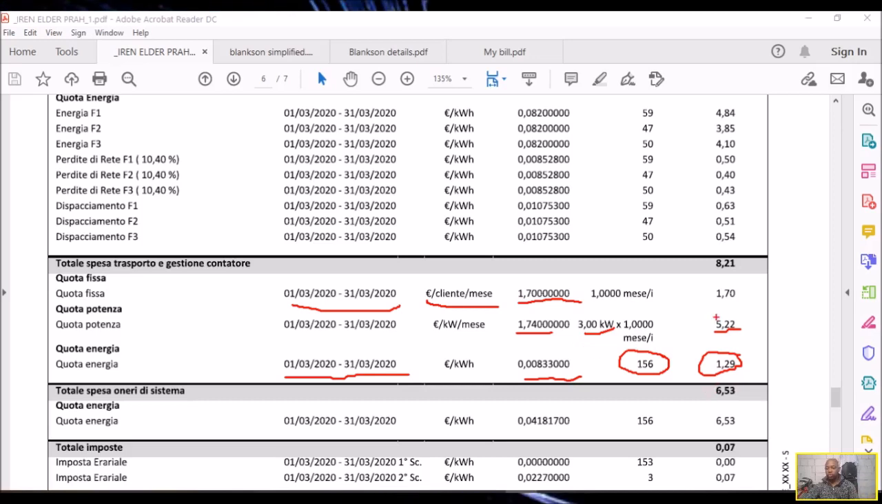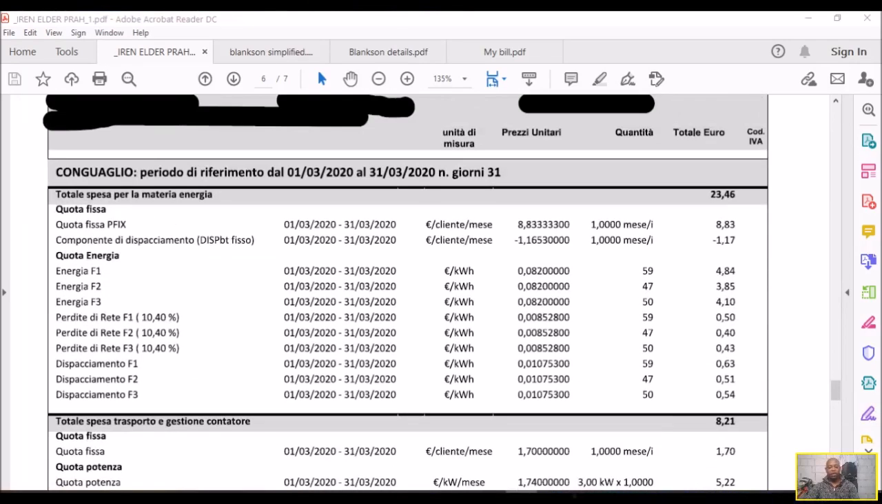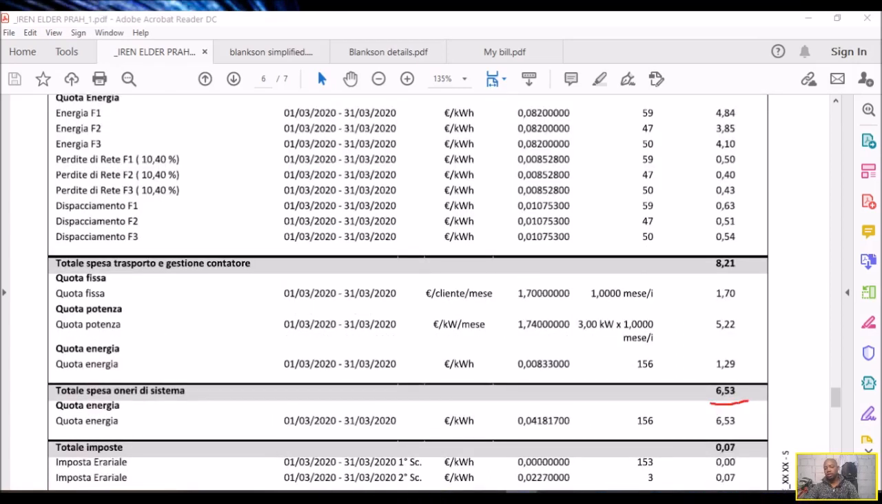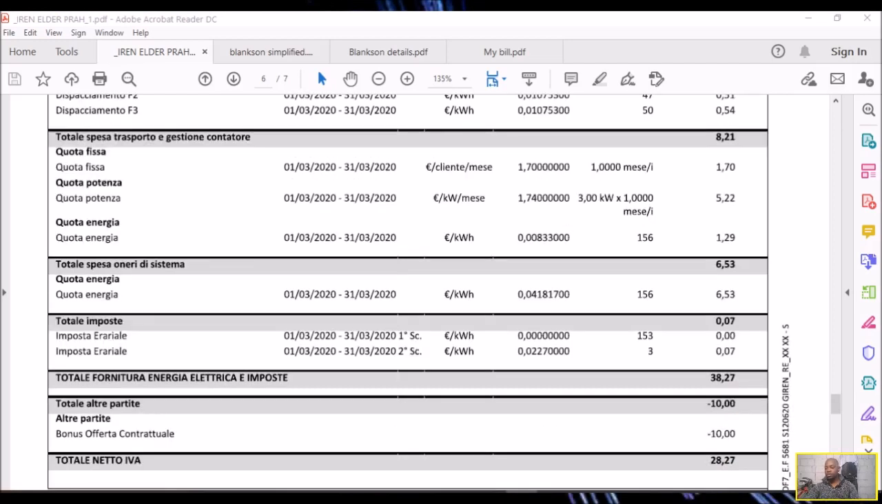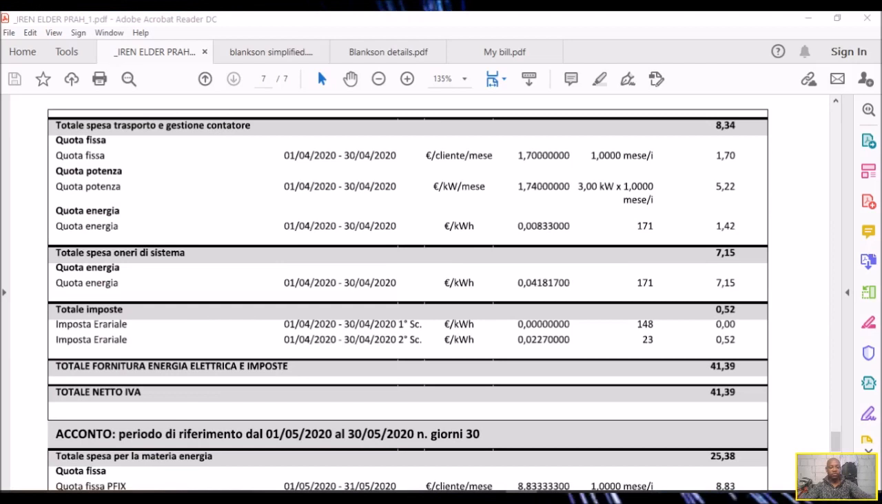You come to this, and all of this total is what will give you 6.53. So now if you add these figures, 23.46 to 8.21 to 6.53, and then 0.07, the total will give you 38.27. Minus 10, then you get 28.27. So all these calculations are only for the month of March. It is just the same thing for the subsequent month, which is April. And the total of April is 41.39.